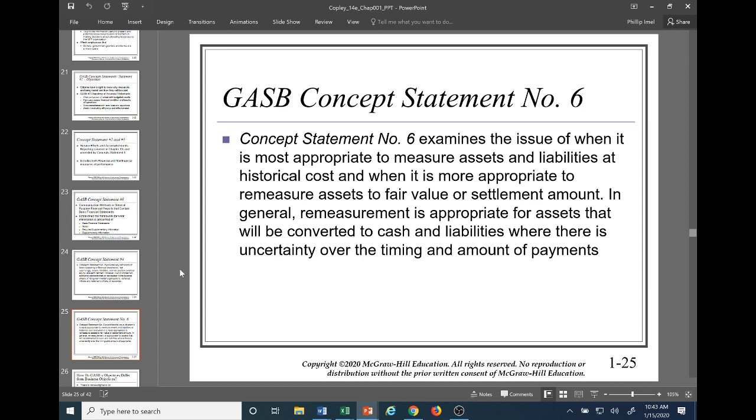GASB statement number 6 examines the issue of when it is most appropriate to measure assets and liabilities at historical cost, and when it's more appropriate to remeasure assets to fair value or settlement amount. In general, remeasurement is appropriate for assets that will be converted to cash and liabilities where there is uncertainty over the timing and amounts of payments.